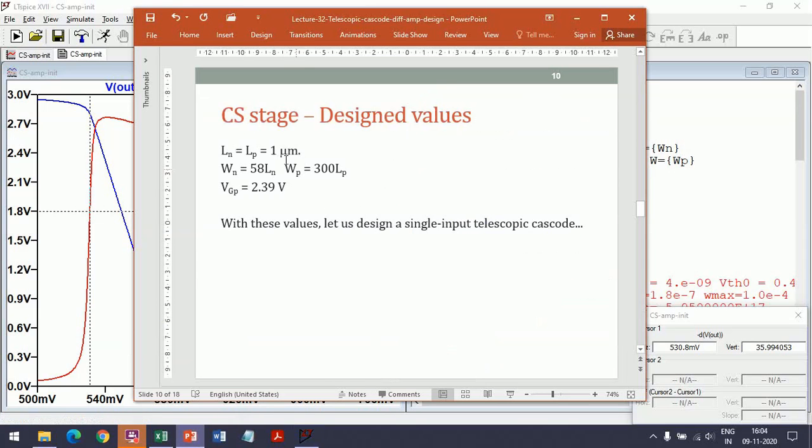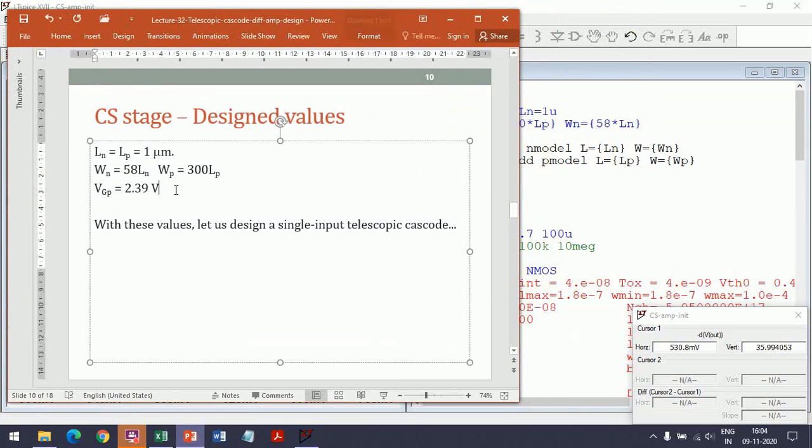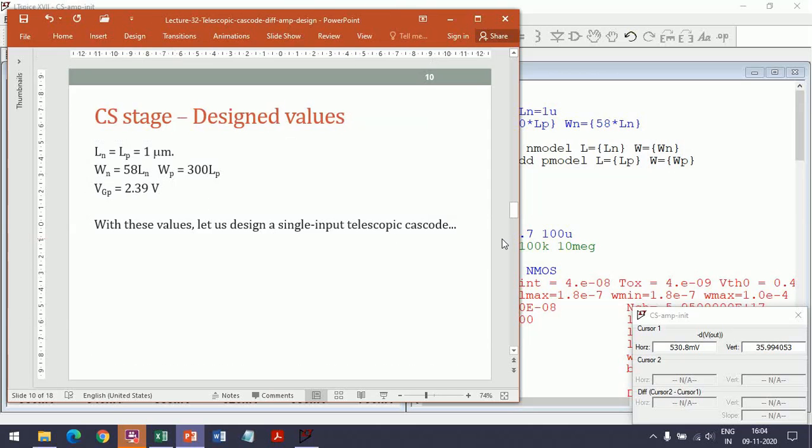So I say, okay, these are my designed values. LP and LN are 1 micron, W1 is 58 times LN, W3 is 300, and VGP is 2.39 volts. With these values, now we go back to the single input telescopic cascode. You can use the same values and go design the single input telescopic cascode.